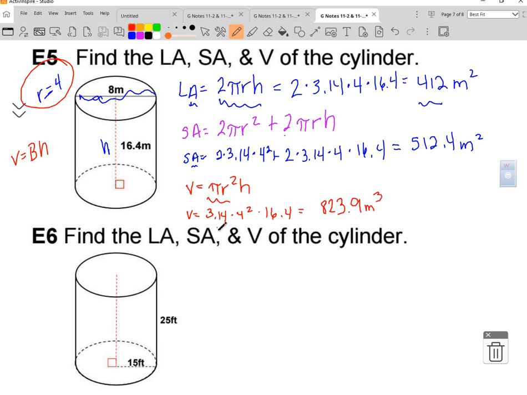Volume is a cubic measure. It's got 3 dimensions. Area is 2D. It has 2 dimensions. It gets an exponent of 2.